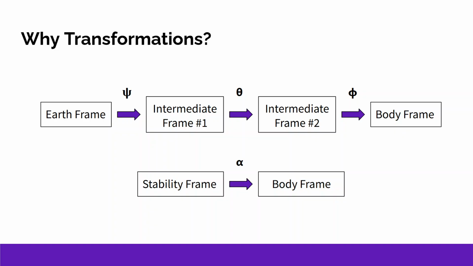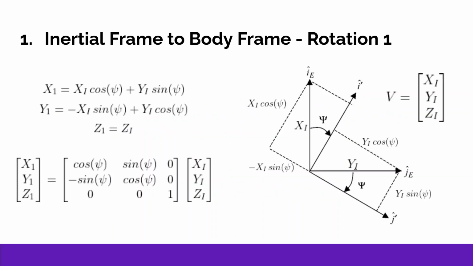So psi is the yaw angle, theta is the pitch angle, and phi is the roll angle. These rotations will need to happen in that specific order because otherwise your intermediate frames are going to be different and the magnitude of the angles will be wrong. Finally, to transform a vector from the stability frame to the body frame, you'll have to rotate the stability y-axis by an angle alpha. So let's start with the first transformation, and that is going to be from the inertial frame to the body frame.